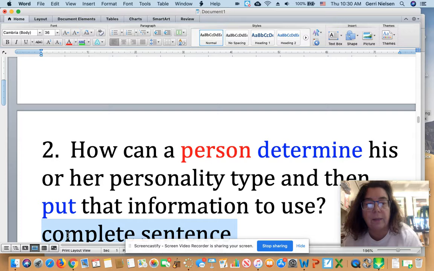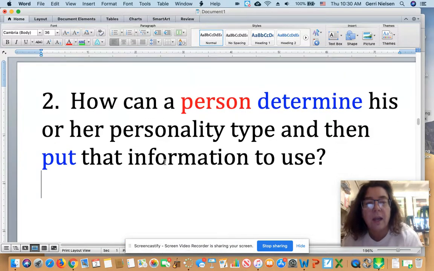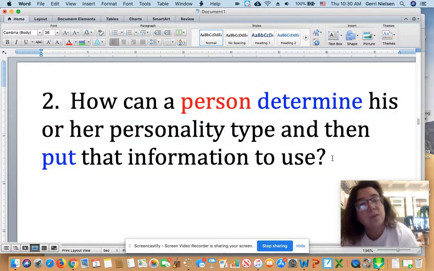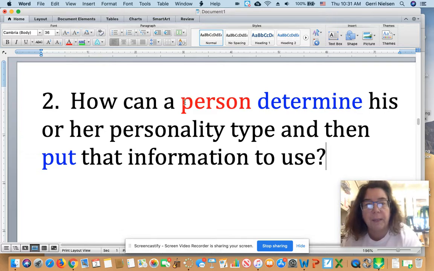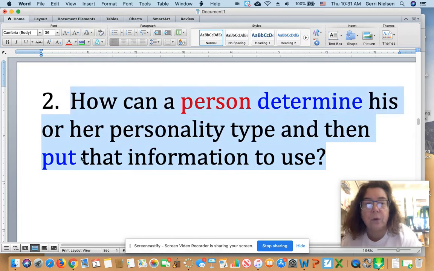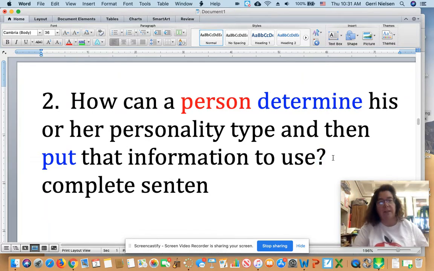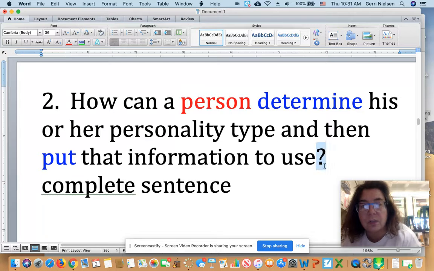Number two, and again, I'm going to get rid of that answer because I'm kind of cheating there. "How can a person determine his or her personality type and then put that information to use?" One subject, and it shares a compound verb, determine and put. That's one clause. So again, this is either a complete sentence or a clause fragment. It can't be a phrase fragment because we've got a subject and a verb, and it's not a run-on because there's only one clause. Can this stand alone? It can. It's a question, but it can stand alone. It is a complete sentence. It would be an interrogative sentence. It's a question, but it's complete. It's not a fragment. It's not a run-on.